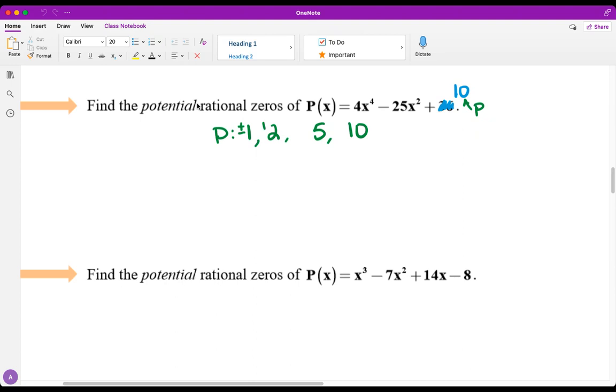Next, we're going to list all of the Q's. Q represented the factors of the leading coefficient, so 4. So we're looking for all numbers that factor 4. I have 1 and 4, and 2 and 2.